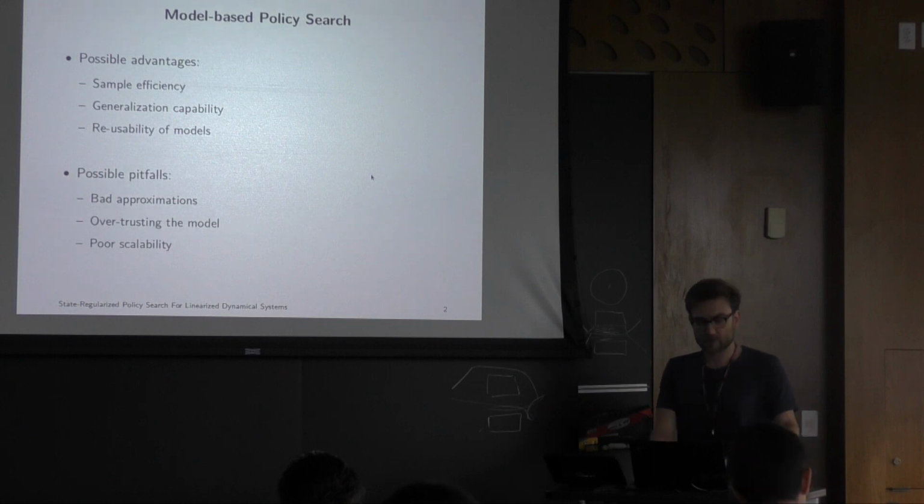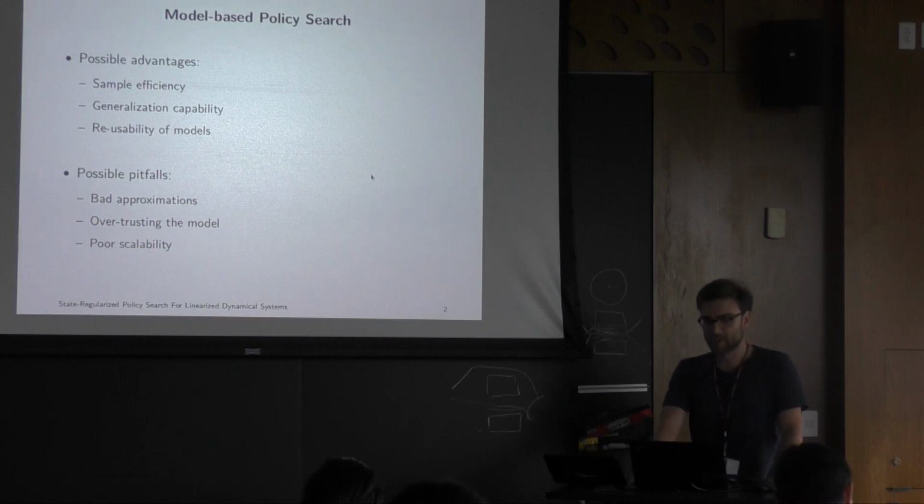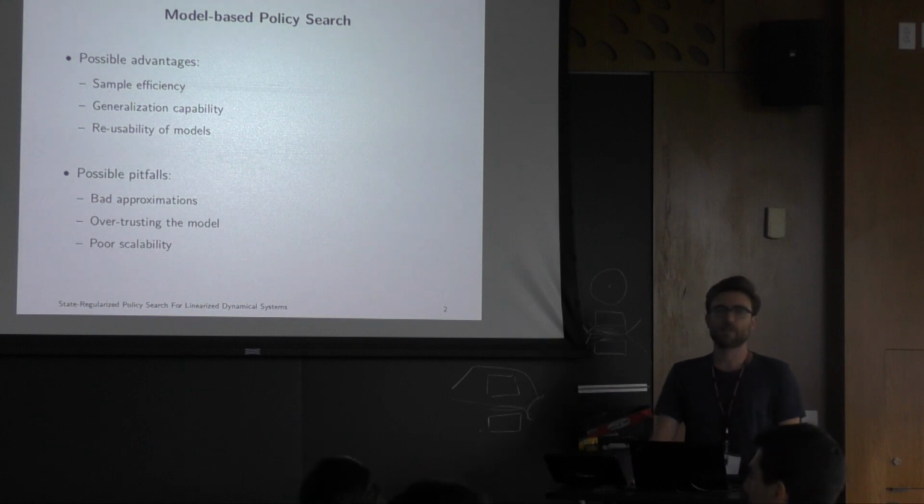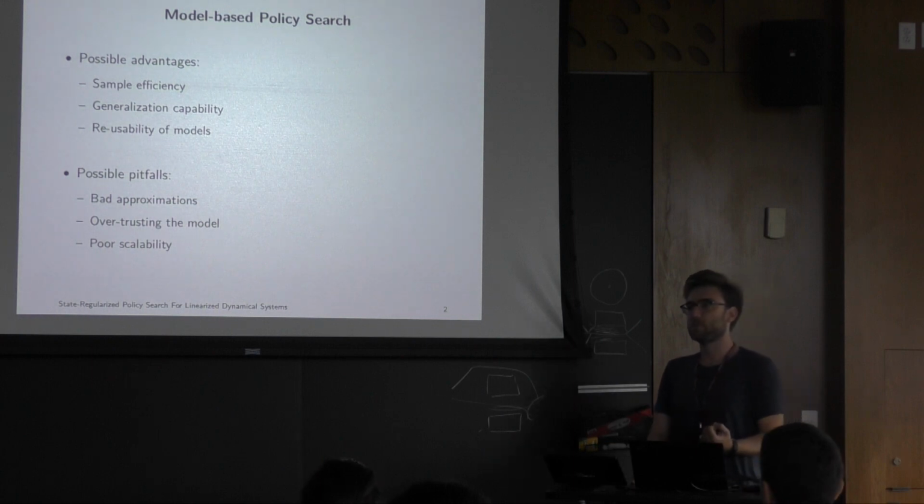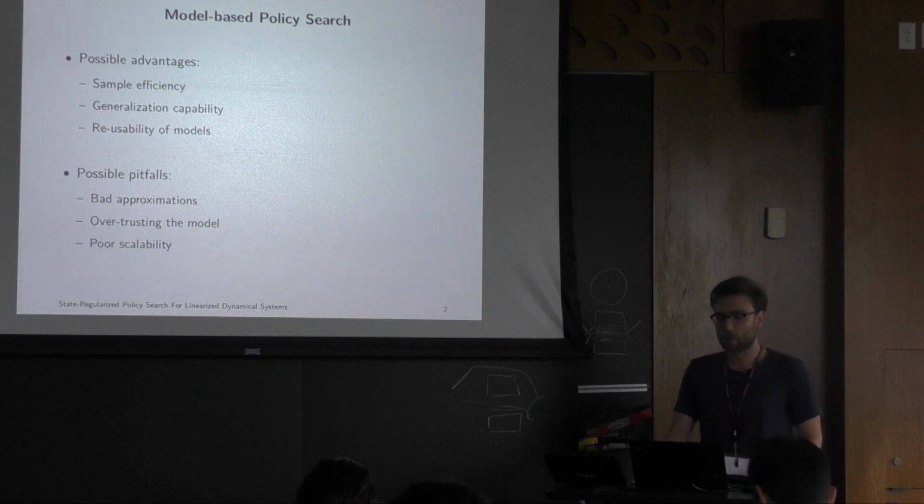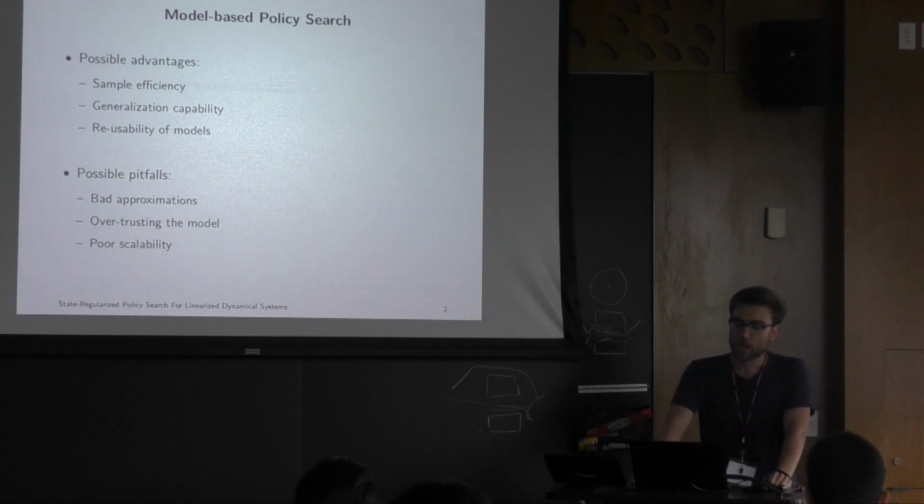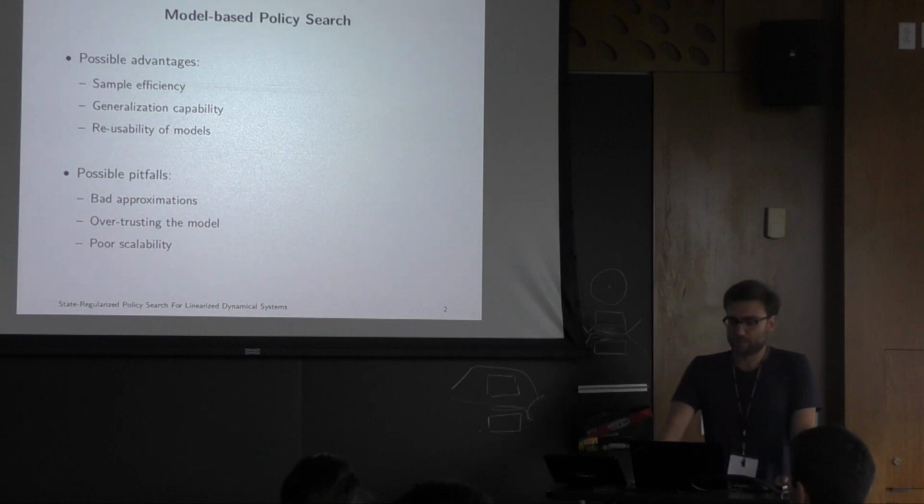So let me just very quickly motivate this. Why use model-based policy search and not go for the model-free version? This is a very old discussion in the community, and very briefly, people argue that model-based approaches can often be more sample efficient because you're not directly working with the samples, but trying to understand the underlying model and exploit that. That may also help with the generalization capability of your controller, and you may even be able to reuse the model if it fits another task. But there are also some possible pitfalls, and of course, if you approximate bad models, you're stuck with them.